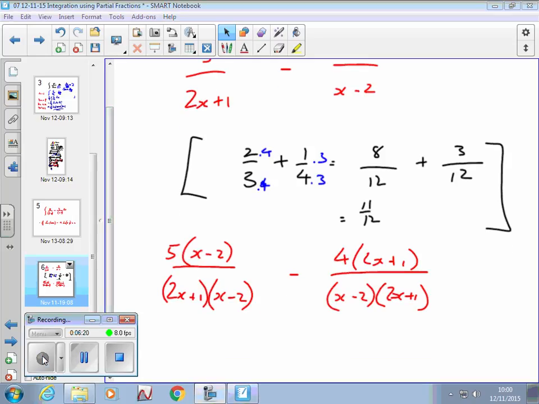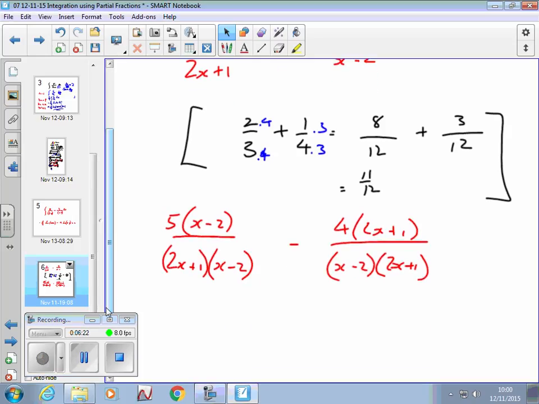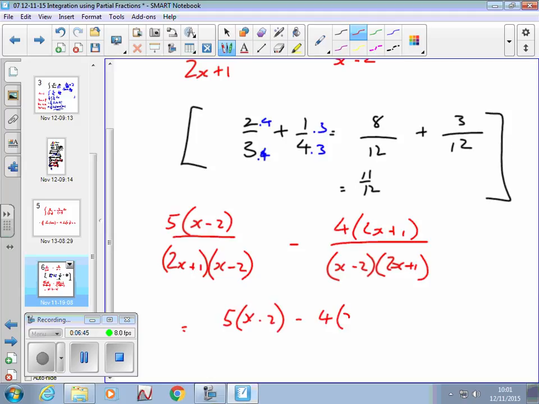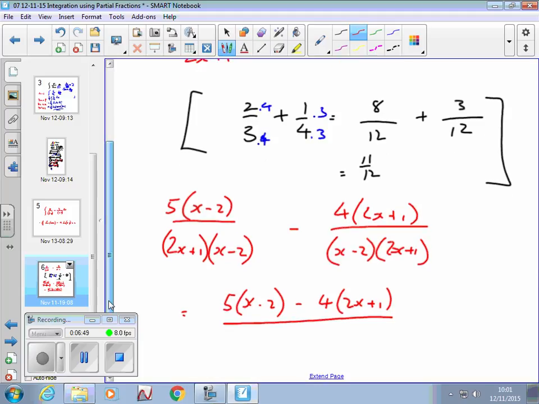Now, there's something I can do now because I've got a common denominator. What can I do now? Think of what we did with the numbers. What's my next step? Add what together? Right. 5x minus 2 minus 4, 2x plus 1. And what goes underneath?